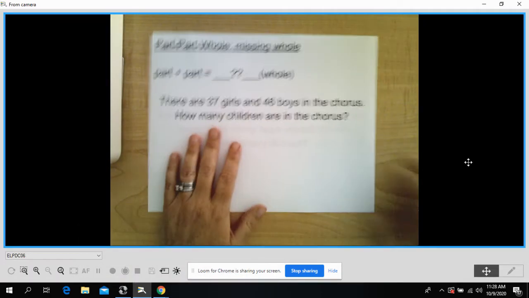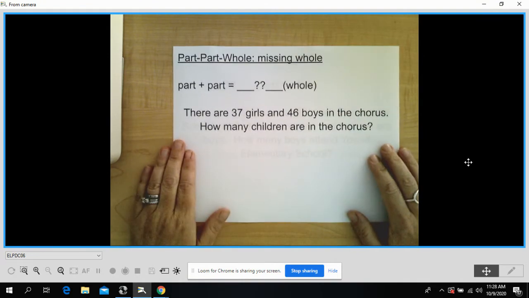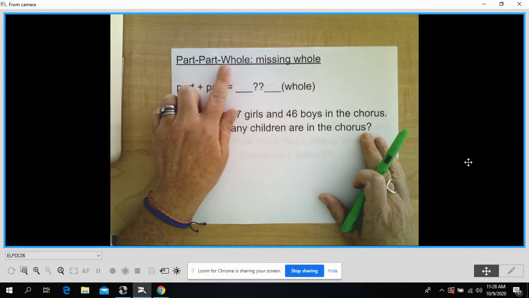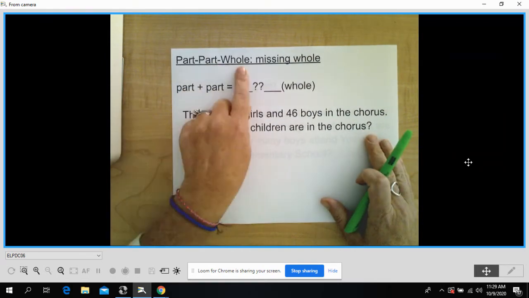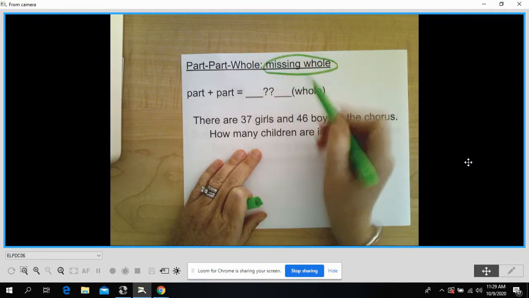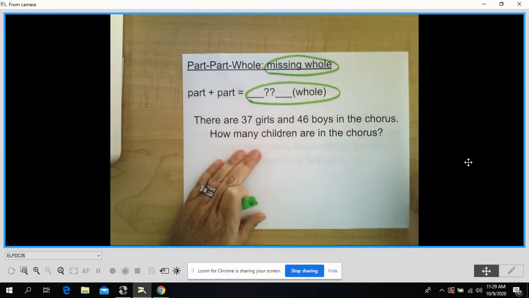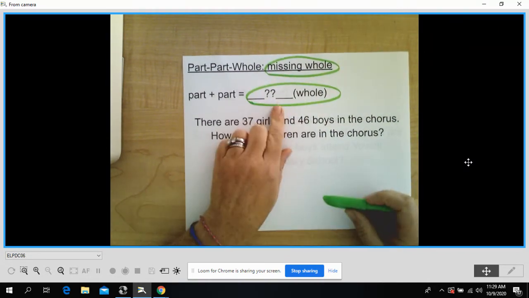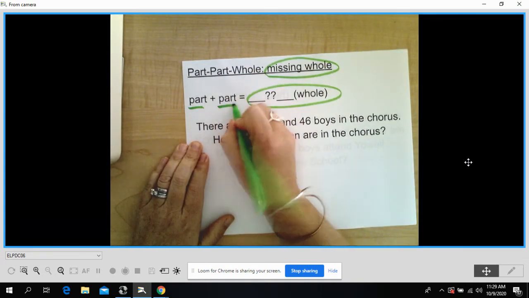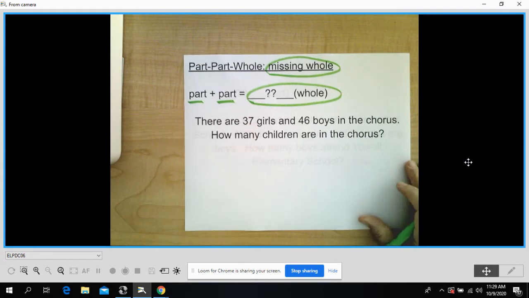Okay, here we go. So like I said, today we're going to talk about this problem type, part, part, whole. And we're going to start where the whole is missing. And the whole, in this instance, is like the answer. We get one part, we get a second part, and then we have to figure out the answer.